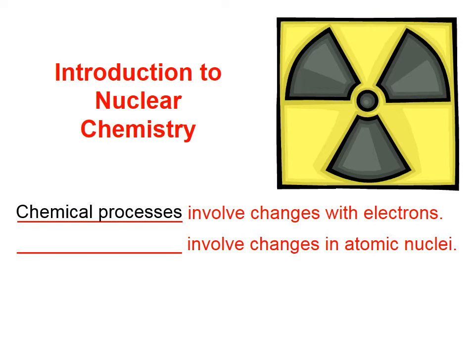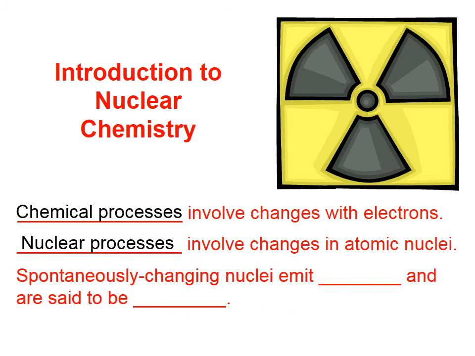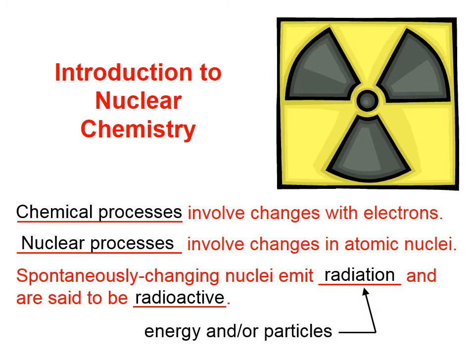Chemical processes involve changes with electrons. Nuclear processes, which we're interested in these lessons, involve changes in atomic nuclei. Spontaneously changing nuclei emit radiation and are said to be radioactive. When we say radiation, we're talking energy and/or particles that are emitted from the nucleus.